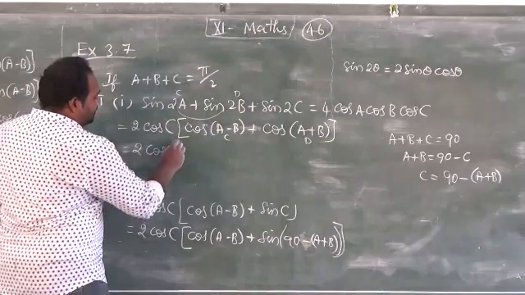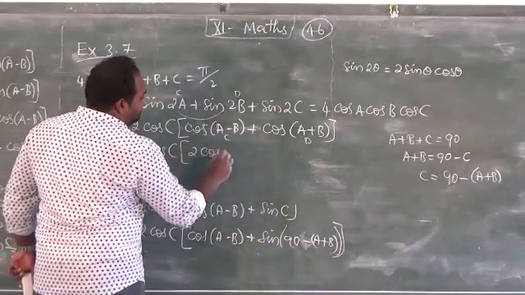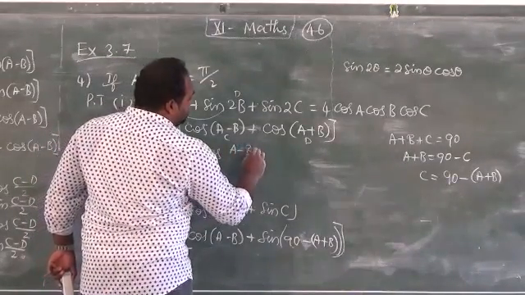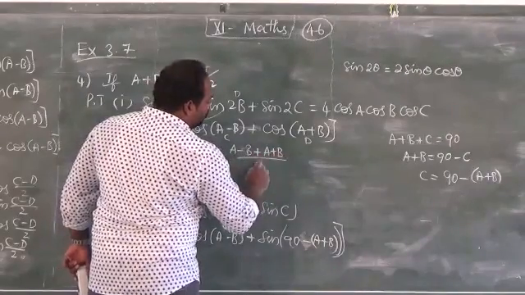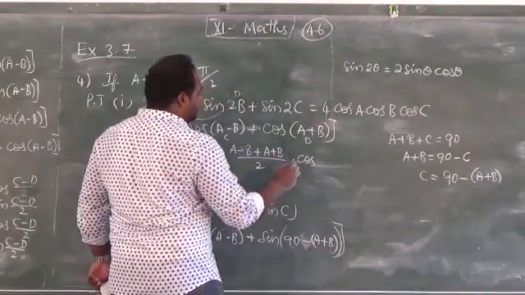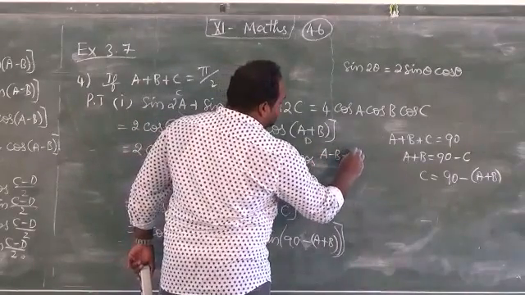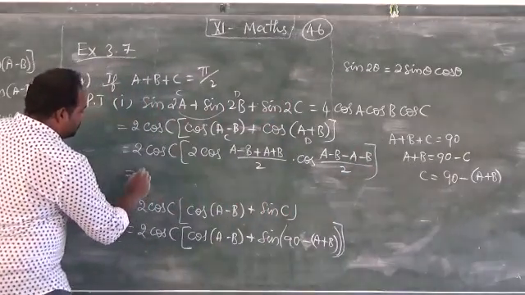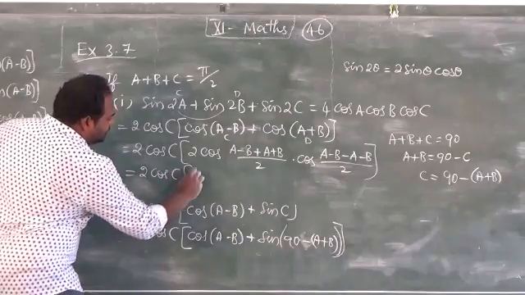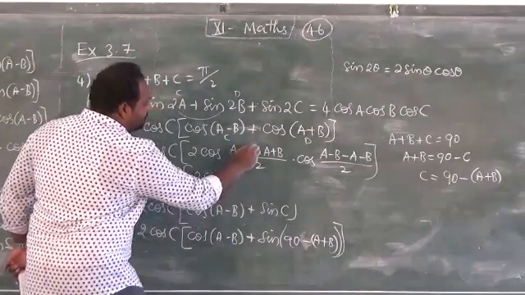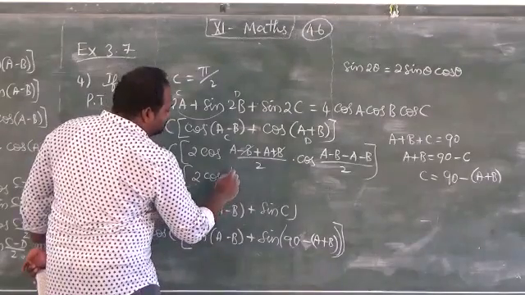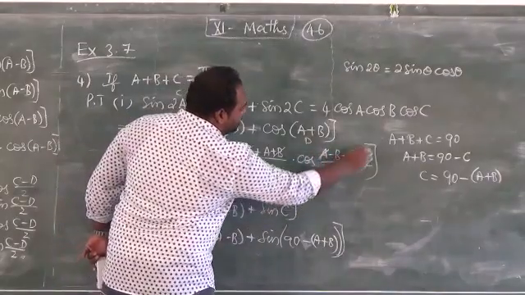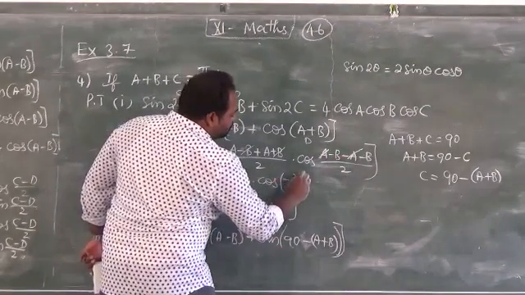So 2 cos c, 2 into cos of ((a minus b) plus (a plus b)) by 2 into cos of ((a minus b) minus (a plus b)) by 2. So here, minus b plus b cancel, 2a by 2 into cos, here a and minus a cancel, minus 2b by 2.